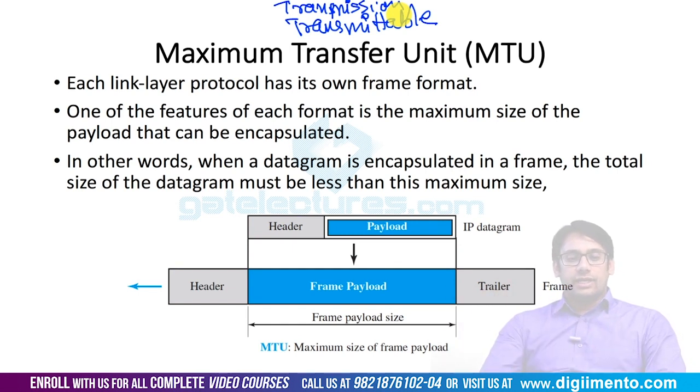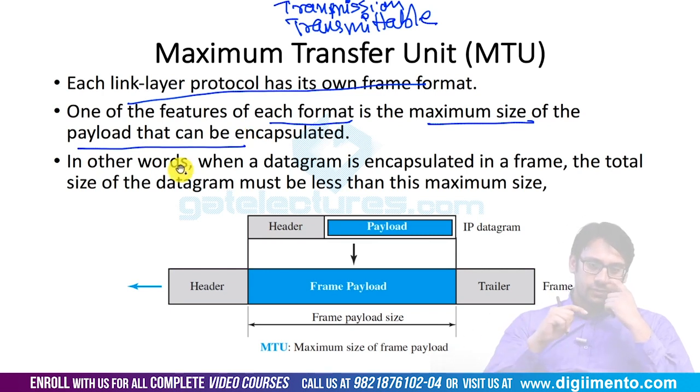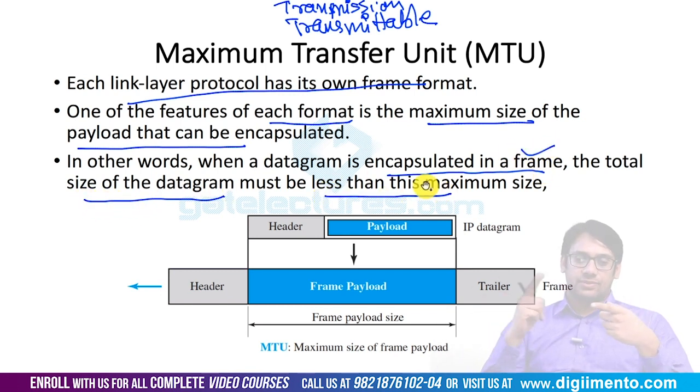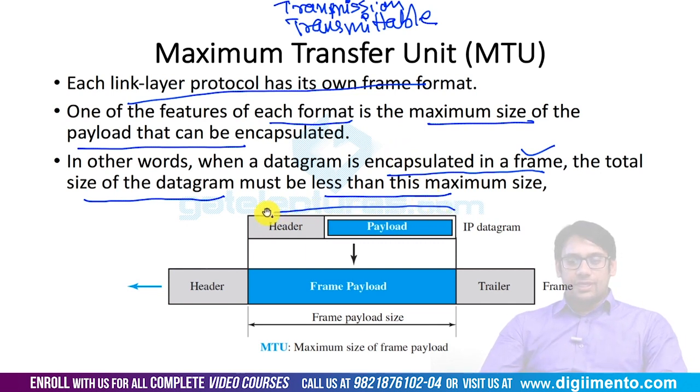Each data link layer protocol has its own frame format. One feature of each format is the maximum size of payload that can be encapsulated. In other words, when the datagram is encapsulated in a frame, the total size of the datagram must be less than the maximum size. So this is your IP datagram that you got from the IP layer.